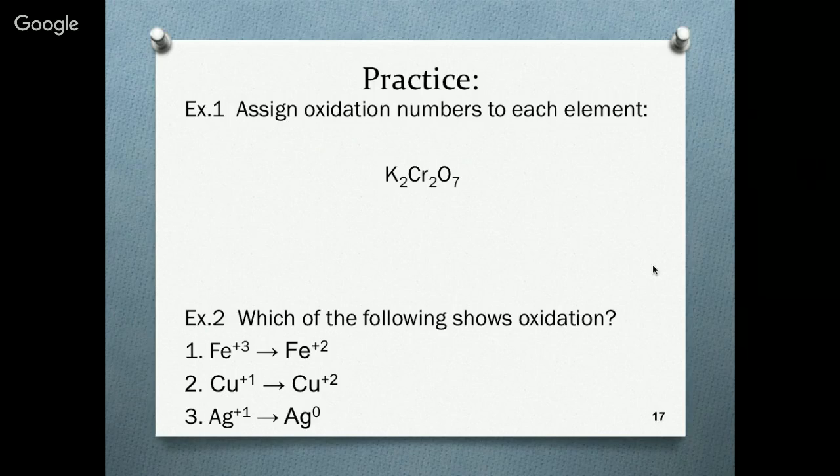So again, we're just going to take a second. Before we go further in evaluating our redox reactions, I want you to make sure that you understand how to assign oxidation numbers and how to identify when something's oxidized or reduced. So take a second to try this problem.